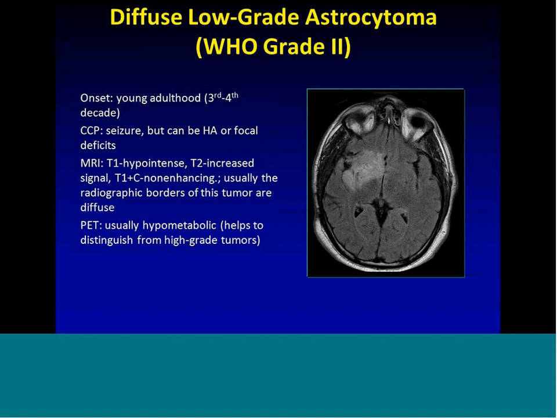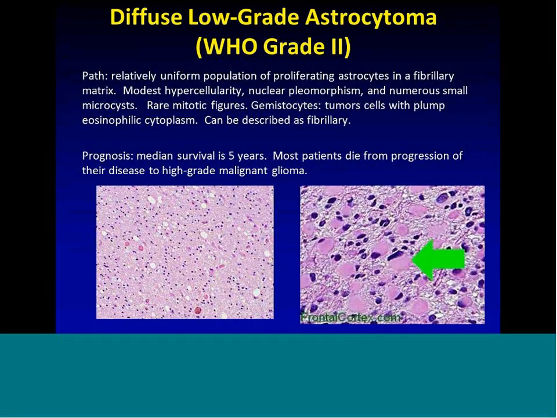On T1 imaging, it tends to be very hypointense. On T2, it's very hyperintense. It has very diffuse boundaries, so you can see some of the boundaries here. So it can look a little fluffy and diffuse on imaging. The PET is usually hypometabolic. But when we look at the pathology, it tends to be a lot of monotonous cells sitting together, okay? They have some pleomorphism, but you don't really see any mitoses, and you can see these little microcysts in the tumor tissue.